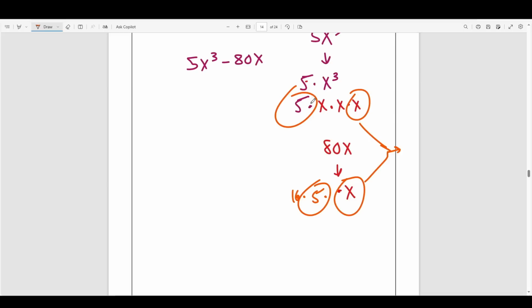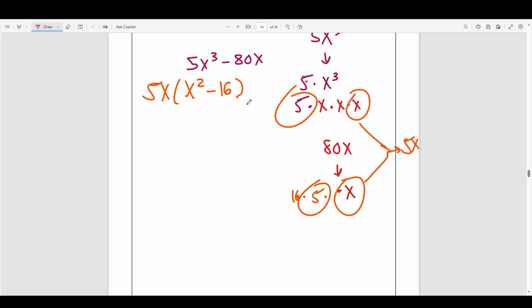Okay, so I'm taking away an x from both of these, and I'm taking away a 5 from both of these, which means I'm taking away 5x. This is just a fancy way of saying that I'm going to divide both of these terms by 5x, or that 5x is the greatest common factor between them. So now I'm going to take away 5x. I'm going to be left with x squared minus 16.